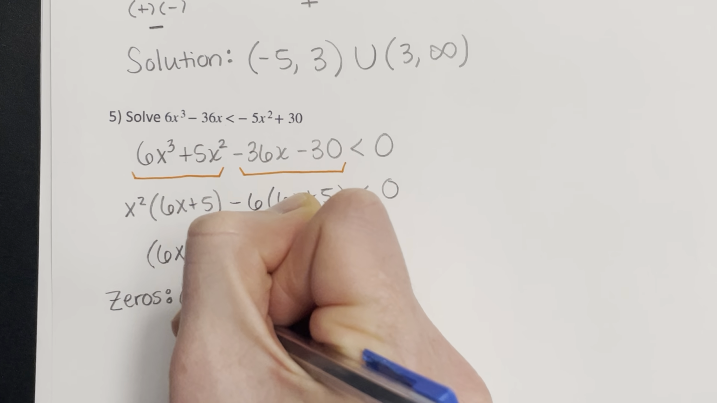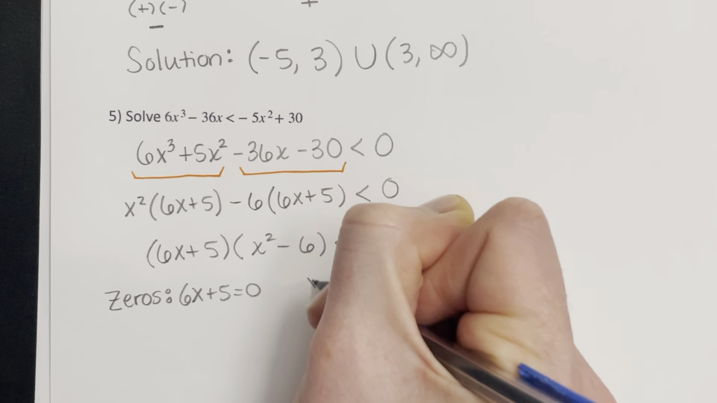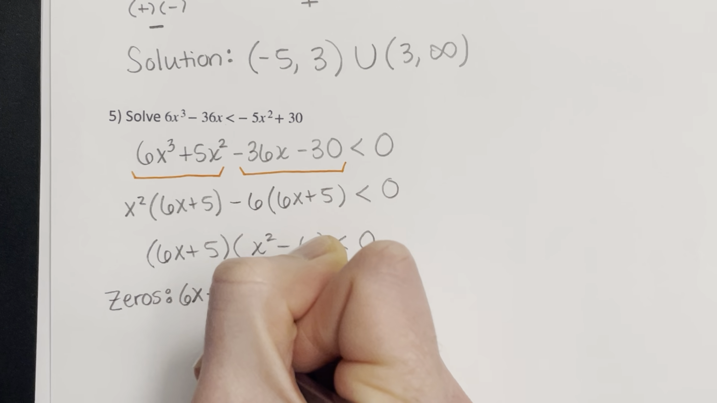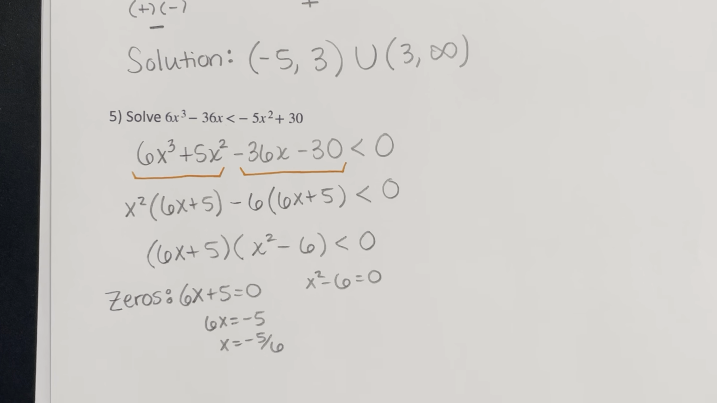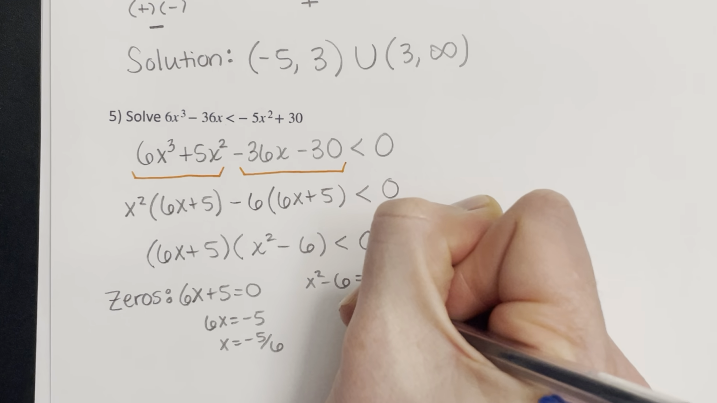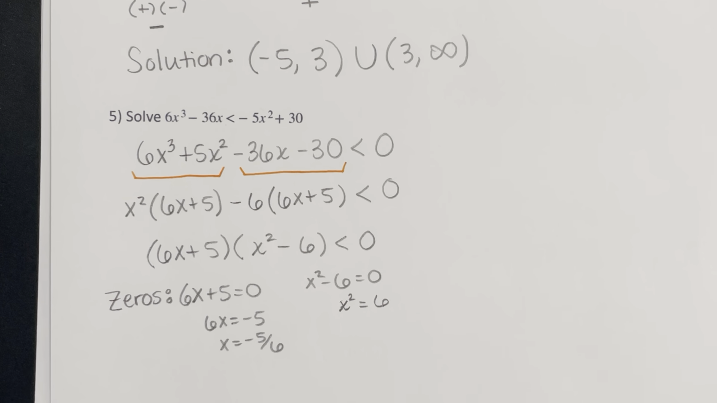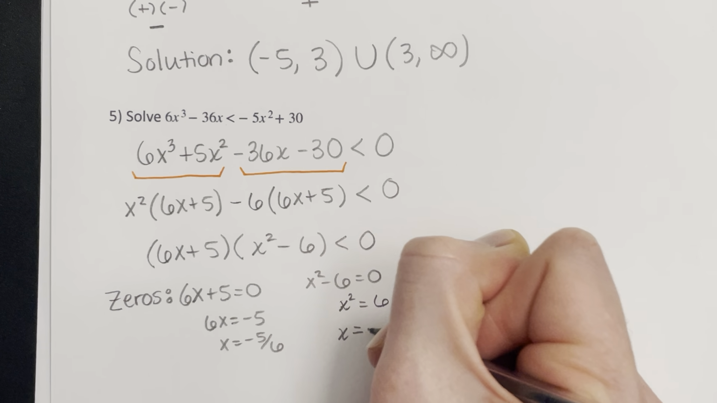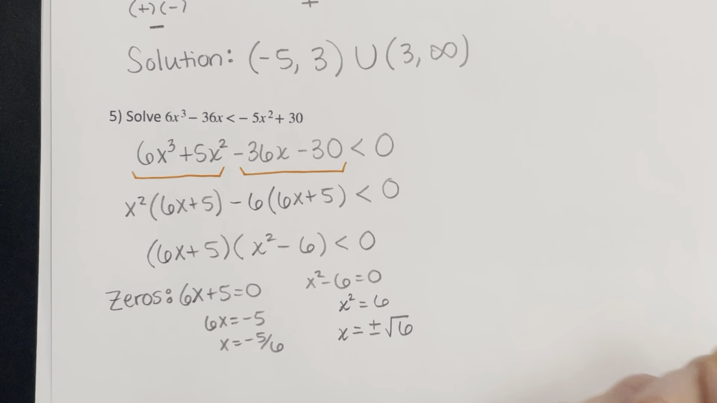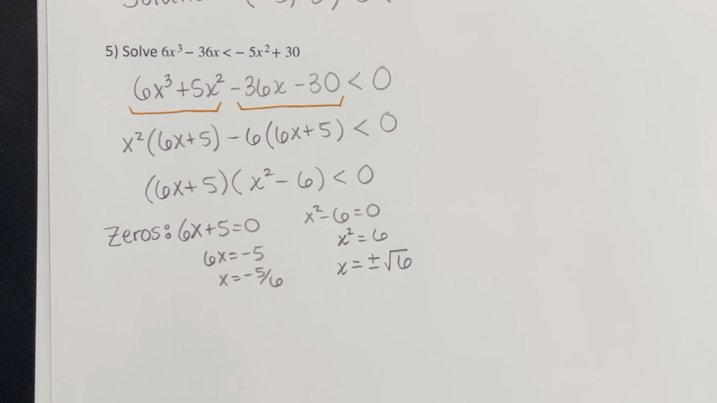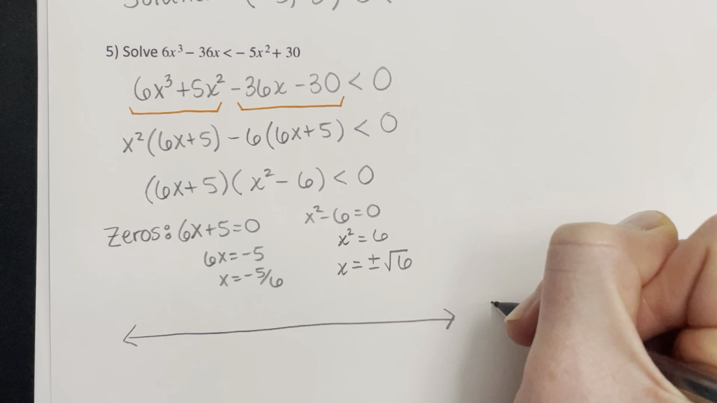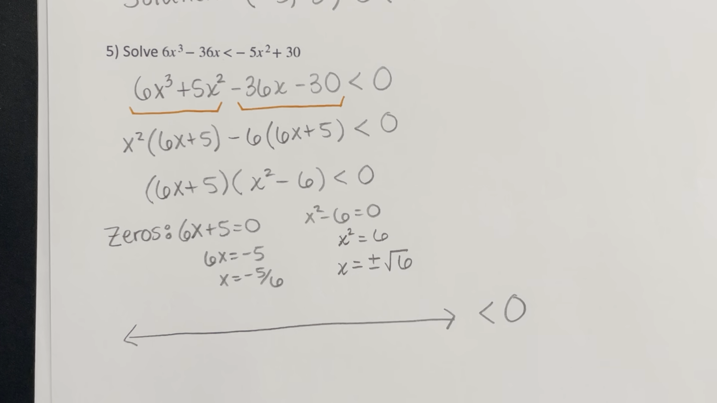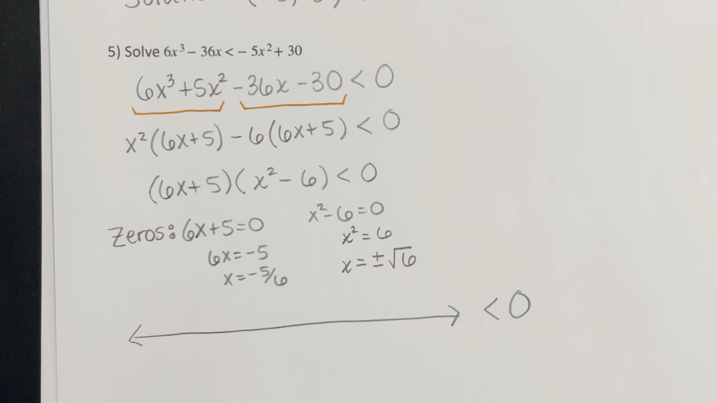The zeros would be when the factor is equal to 0. So one of them is at negative 5/6. This x squared minus 6 equals 0. When we solve that, we get 2 zeros here. One's at positive square root of 6 and one's at negative square root of 6. We would put those values on our number line, even though they're ugly, and that's okay. We still want to know when this is less than 0. These values that we found are when it's equal to 0.